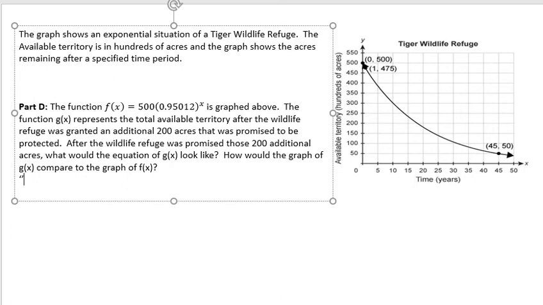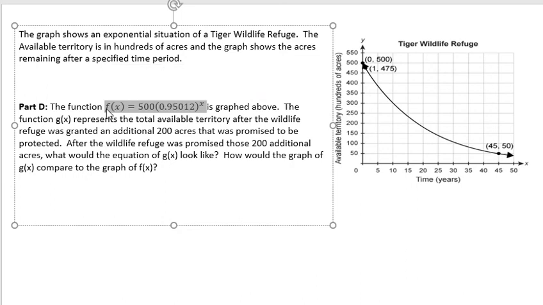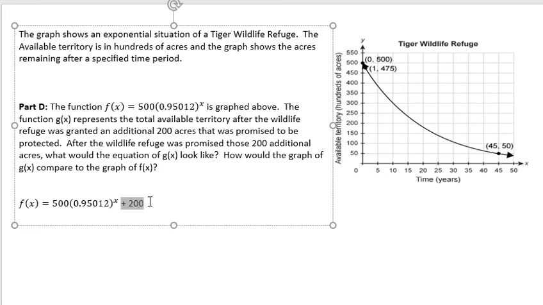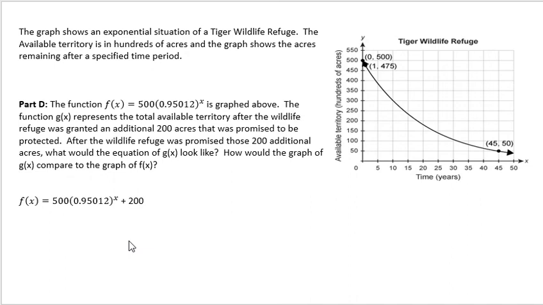So we can look here, and I'm going to just copy my original function. Okay, so here's my function. And basically all we're doing is they're giving us an additional 200 acres. So if I have an additional of something, I add 200 to my function. And we know if we're adding something to the end of a function, that's a vertical shift, a shift up or down. And since I'm adding that, I will be shifting this entire function up 200.